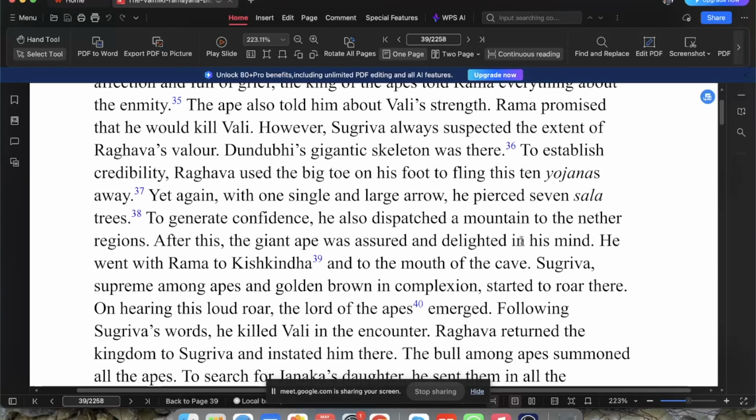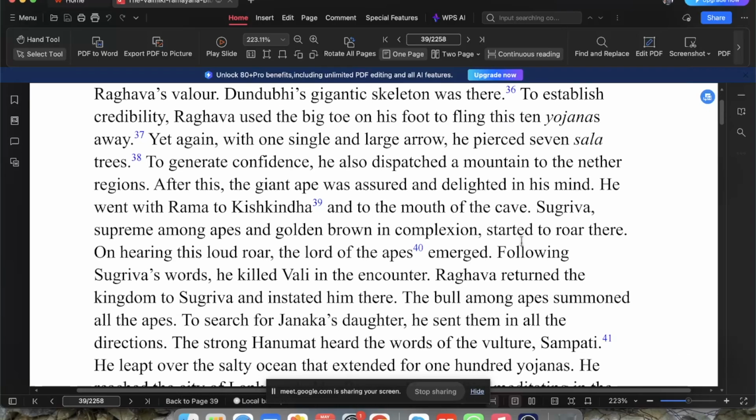He went with Rama to Kishkinda and to the mouth of the cave. Sugriva, supreme among apes and golden brown in complexion, started to roar there. On hearing his loud roar, the lord of the apes emerged. Following Sugriva's words, he killed Vali in the encounter.